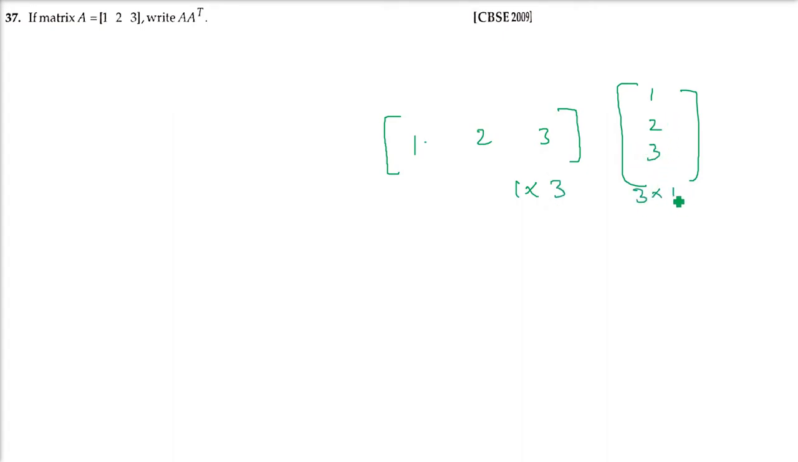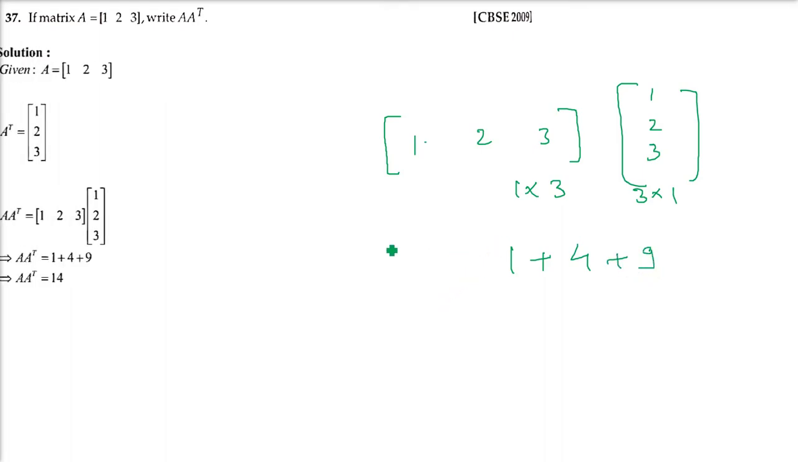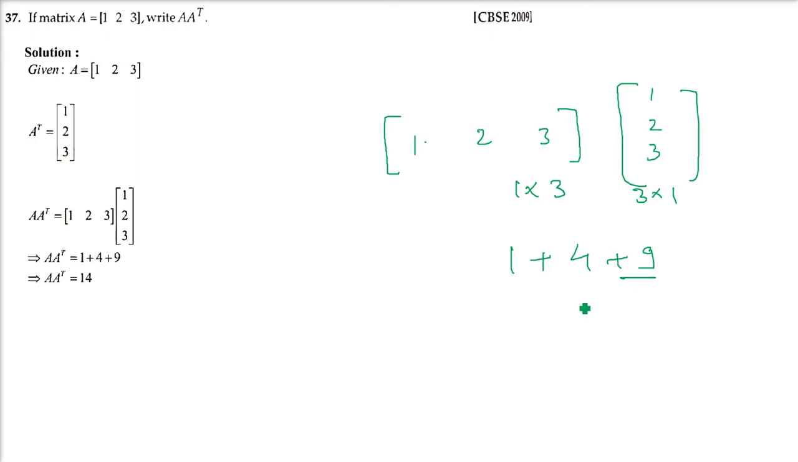If matrix A is this, write A transpose. So this is 1, 2, 3. This is our A matrix. And A transpose is what? Row will be column. So 1, 2, 3. So what do you get? See, this is 1 cross 3, 1 row and 3 columns. And this is 3 rows, 1 column. So the result will be 1 cross 1. That is only one element will be there. 1 into 1, 2 into 2 is 4, 3 into 3 is 9. So this becomes 1 plus 4 plus 9, 14. 14 will be the answer. This is how you have to do it, okay? One by one step.